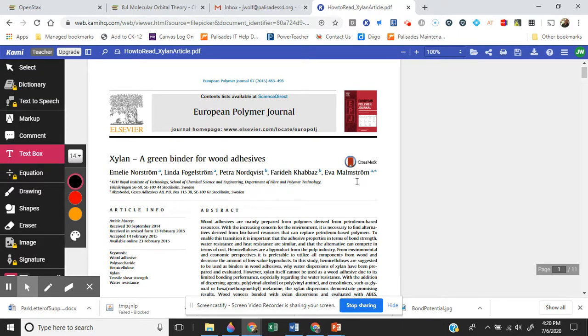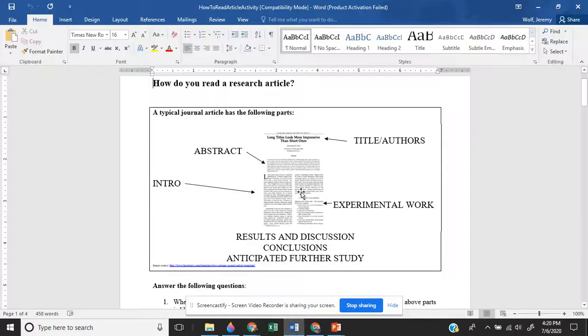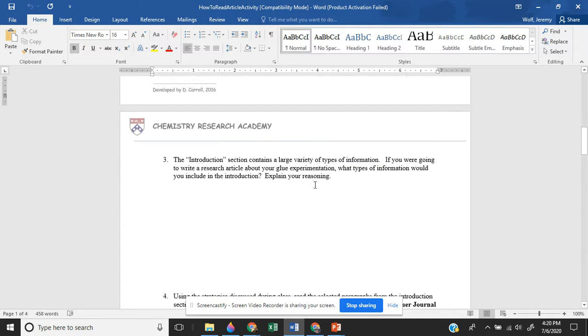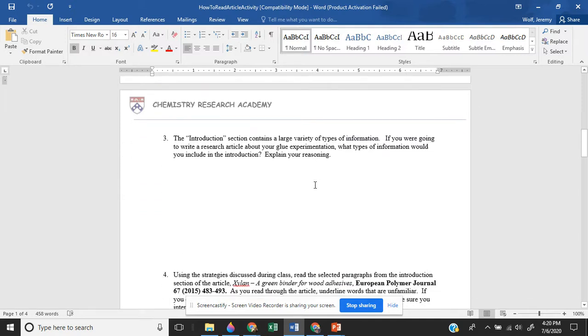So when searching for articles that can help you with your own research, which of the above parts is likely to be the focus of your initial search? Hopefully you'll be able to figure that out. And then it says the abstract is typically the second thing a scientist reads when determining whether or not they want to read an entire article. What types of things do you think will be found in the abstract? Hopefully you've done a little bit with journal articles or peer-reviewed research, and you can answer that question too.